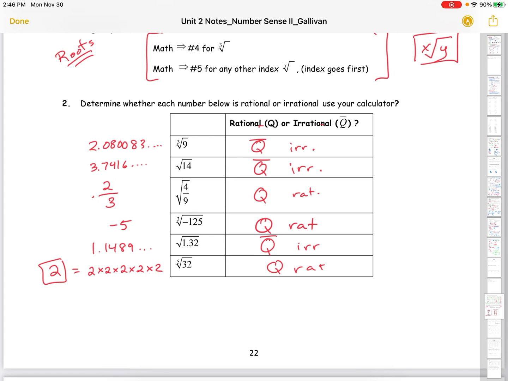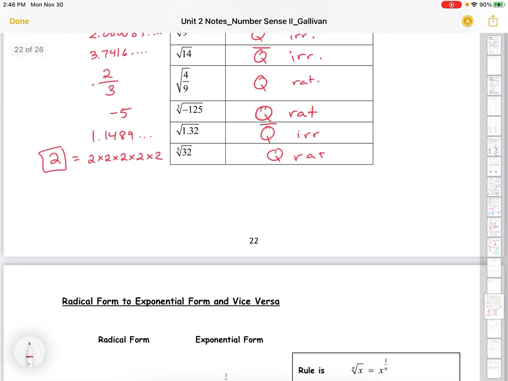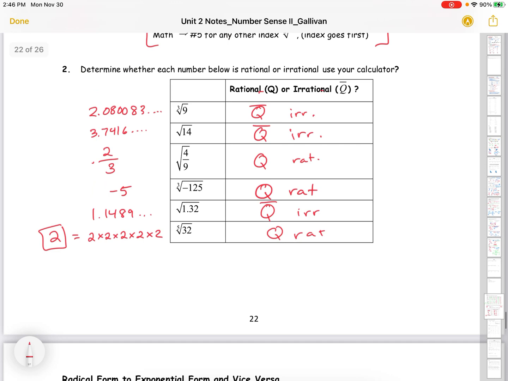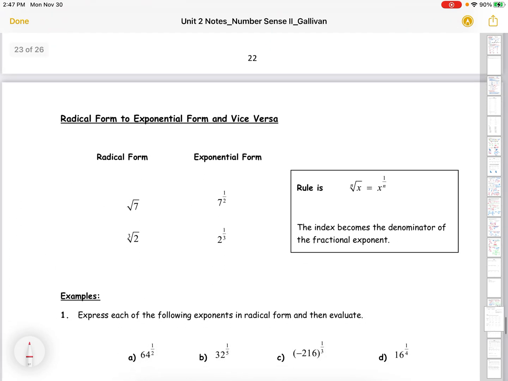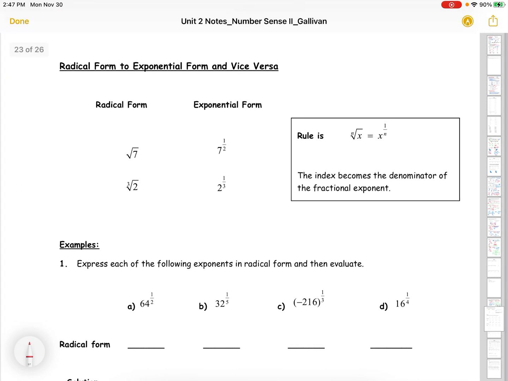So be careful with these. I'm looking at the other teacher's notes and they had an error, so I'd rather you not follow that. Boo-boo.